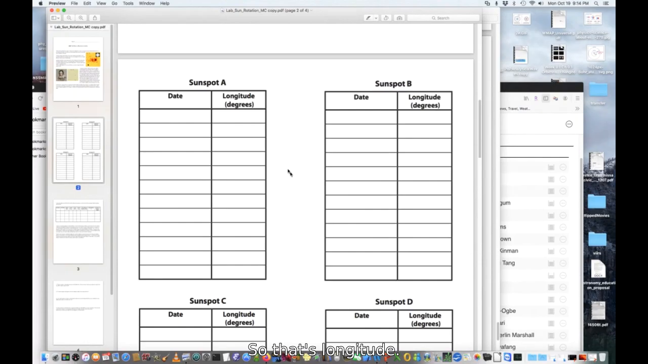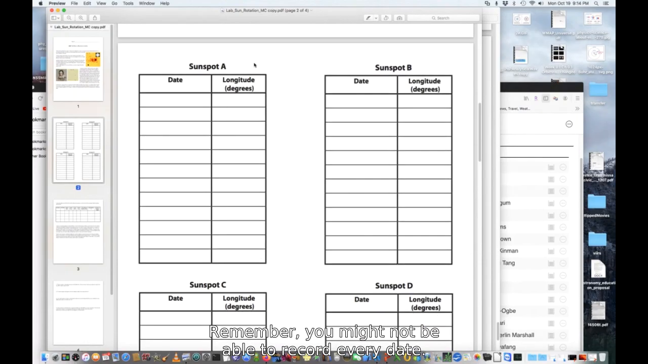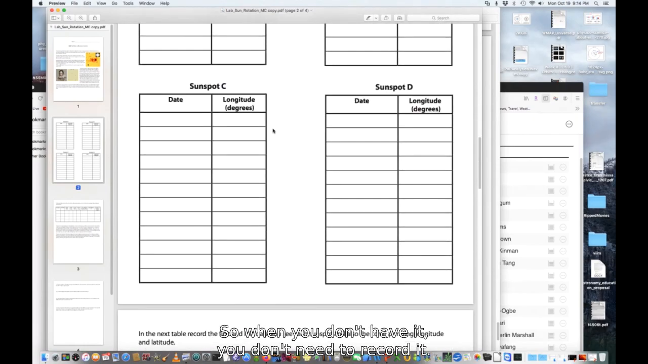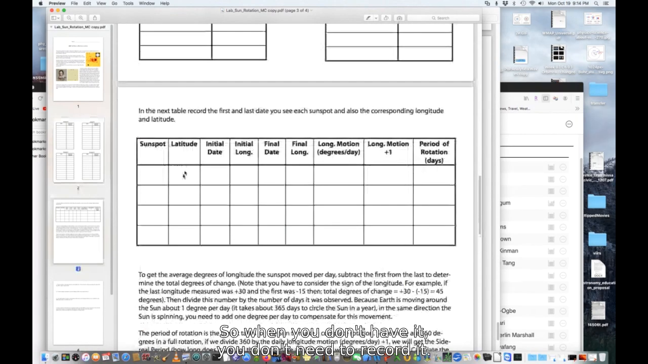So that's longitude, right? And so what you're going to measure is longitude. Remember, you might not be able to record every date. So when you don't have it, you don't need to record it. Okay? And so label your sunspot A, B, C, D here. Put your latitude here. Normally, you're not going to use the latitude at all. But roughly, what latitude is for its 10-day duration, just an estimate. But the initial date and the final date, the initial longitude, final longitude for each sunspot.